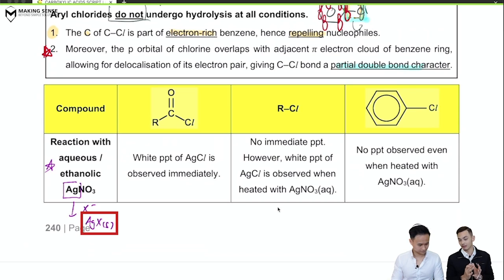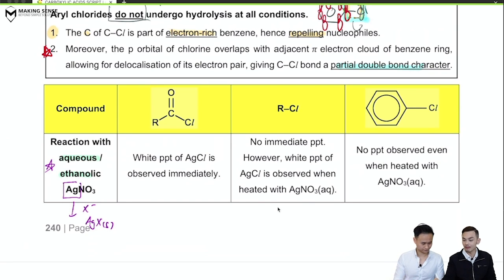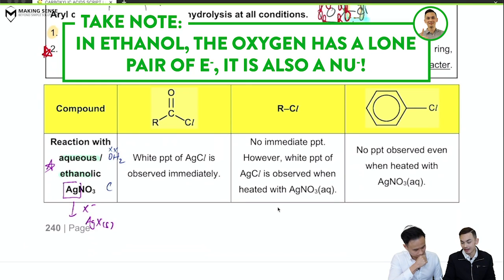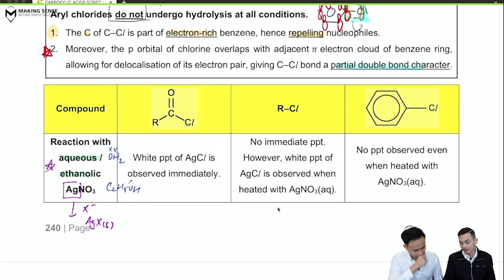I think most students are able to recognize this, but they're not able to recognize that you are also throwing in either aqueous or ethanolic. If it is aqueous, aqueous contains water, and therefore water is going to behave as a nucleophile. Alternatively, you could also be using ethanol. Ethanol, for the same reason, the oxygen has a lone pair, so it will be a nucleophile as well. So guys, you need to realize that when you add in ethanolic or aqueous silver nitrate, you're adding two things. Number one, you're adding in the nucleophile, and number two, you're adding in the Ag+ for precipitation at the same time.